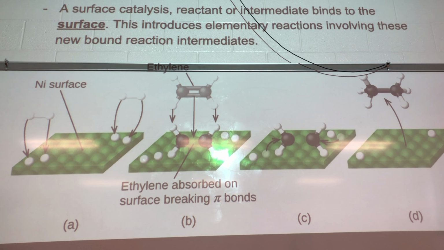It's called heterogeneous because these are gases and this is a solid, so that's why it's a heterogeneous catalyst, just because they're different states, rather than both being gases or both being liquids or something like that. So, that's the basic idea there.